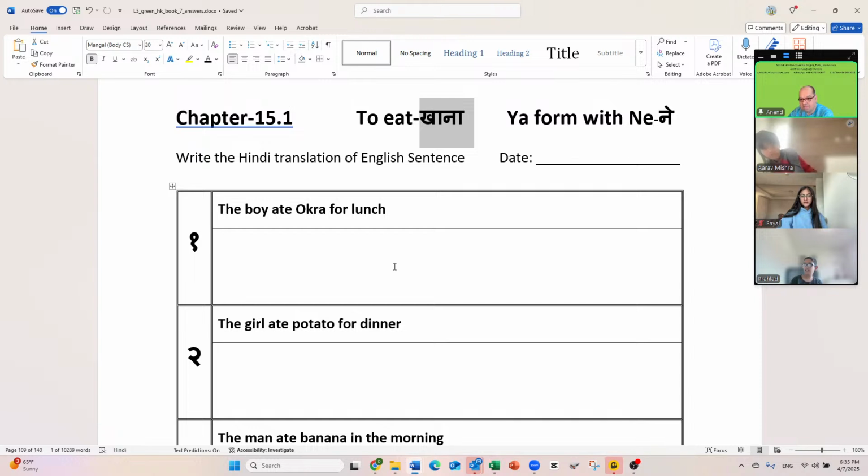लड़का lunch में ओकरा खाया है. After the subject, it will be "ladka ne." Oh, लड़का ने lunch को ओकरा खाया है. लड़का ने लंच को ओकरा खाया है.